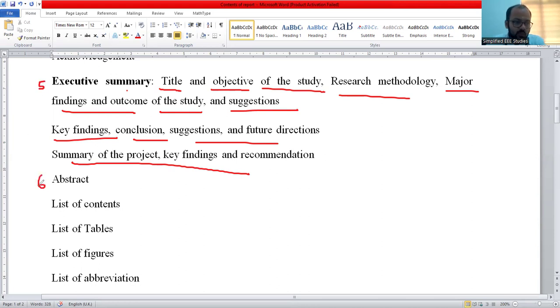The sixth step is that you have to prepare the abstract. Generally, you have to make the abstract at least 3 paragraphs.